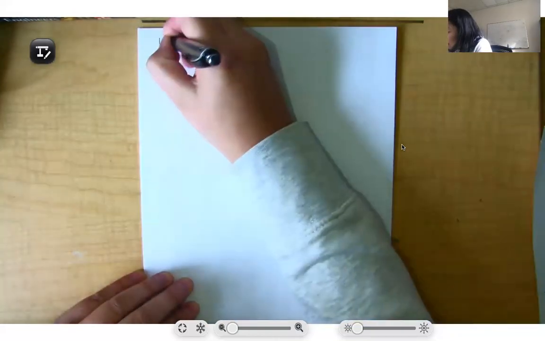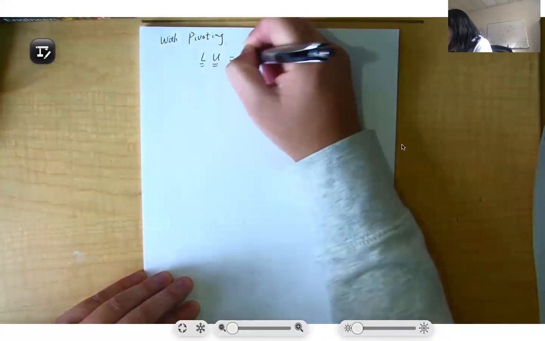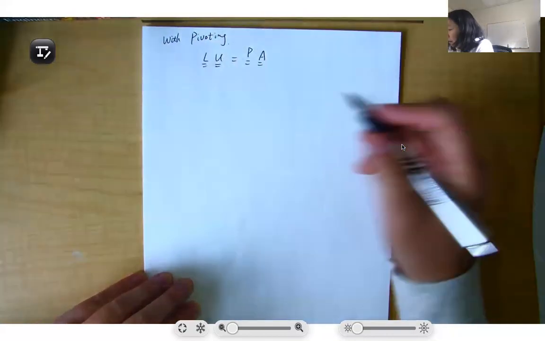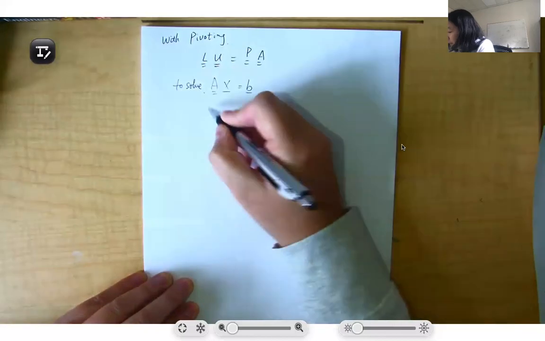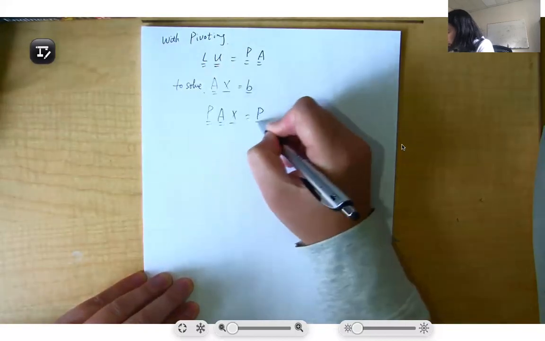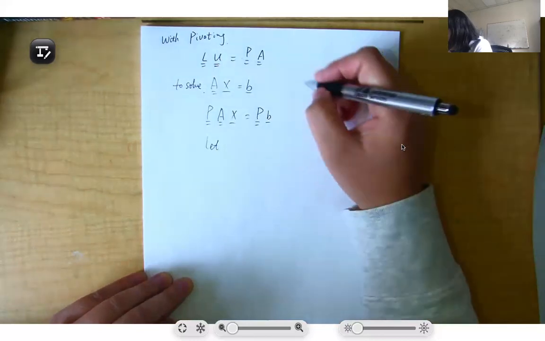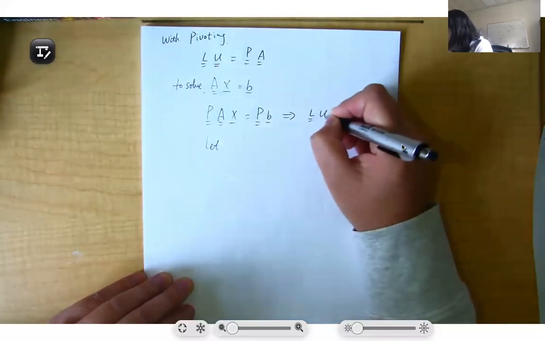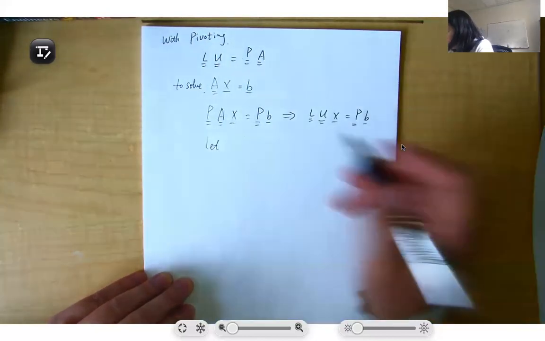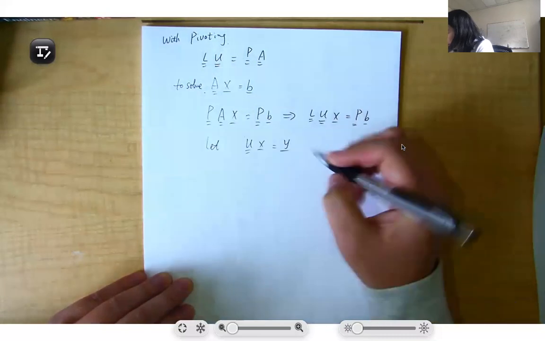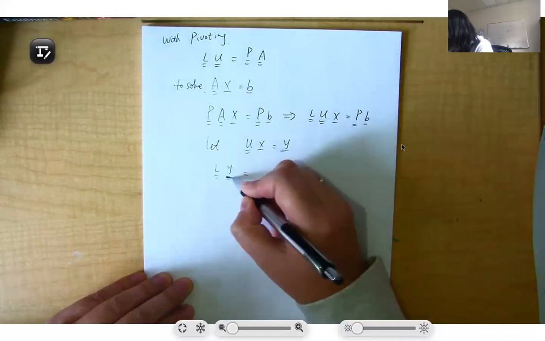So if with the pivoting, LU is equal to PA, with the pivoting matrix. Then in order to solve Ax equals to B, you will have PAx equals to PB. That leads to LUx equals to PB, since LU equals to PA. Then let Ux equal to y. Then what do we get? We get Ly equals to PB.